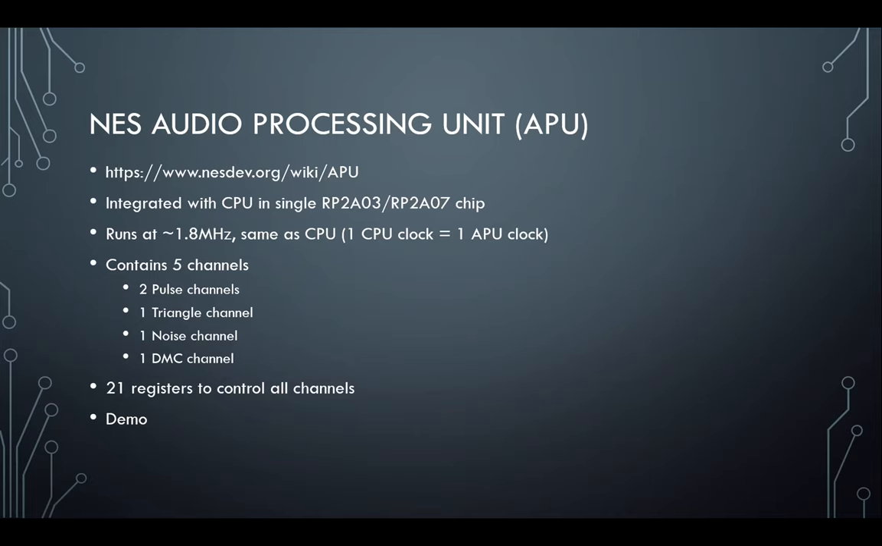So of the channels, two are pulse channels. Pulse means that they produce square waves. A triangle channel produces a triangle wave. One is a noise channel. The noise channel is kind of a true random sound source, so we can find that. Sometimes in the music it was used as a percussion sound. And there's also a DMC channel for delta modulation for the samples.